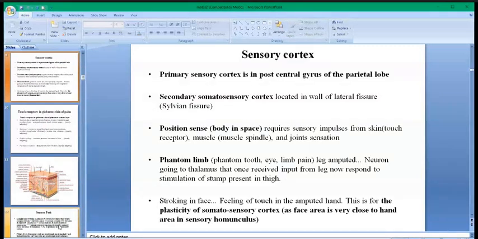Then the primary sensory cortex is in the postcentral gyrus of the parietal lobe. Secondary sensory cortex is in the lateral part of the Sylvian fissure of the lobe. Position sense, phantom limb, these are already being taught, I think.